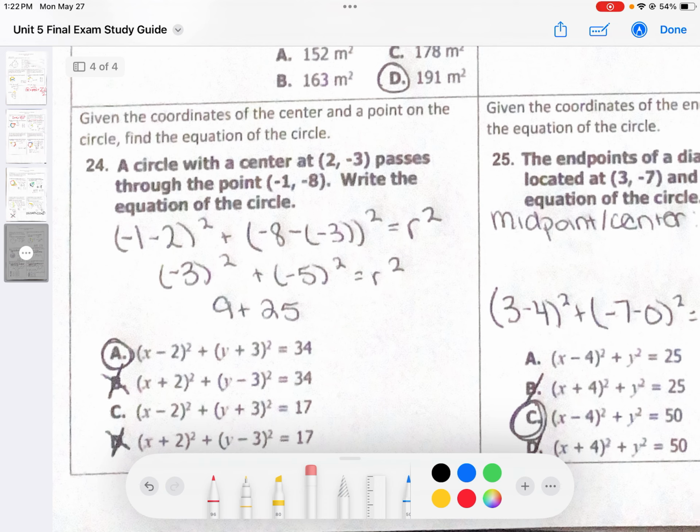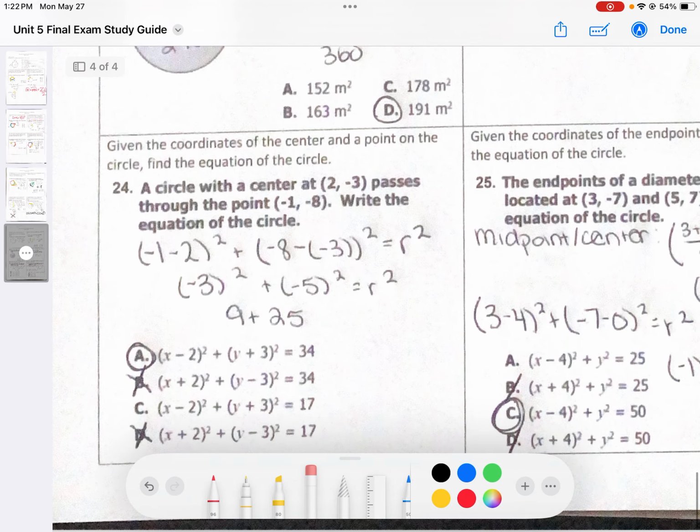A circle with a center at (2, -3) passes through the point (-1, -8). Write the equation of the circle. So I start with this. I went through a process of elimination, starting with the center of the circle. If I know the center is (2, -3), remember the formula is always x minus h squared. So (x minus 2) squared plus (y minus k) squared, y minus a -3 squared, which, once you get a double negative, minus a negative is plus. So I eliminate the ones that have y minus 3.